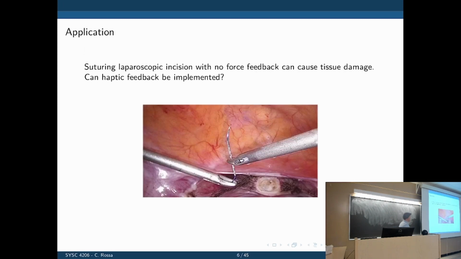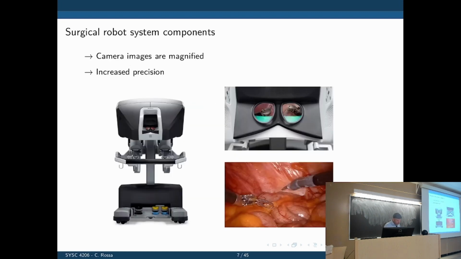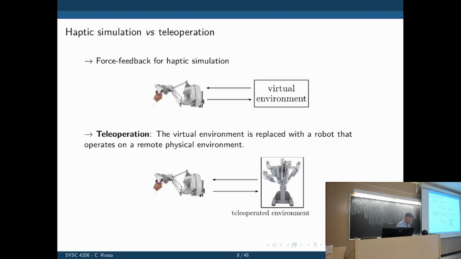Another example here, suturing during laparoscopic incision with no force feedback can cause tissue damage. So how can we evaluate these forces being applied and somehow provide feedback to the surgeon as they are doing it? All right. So back to our regular teleoperation network. We have the console. We have the robot on the other side operating on the patient. We want now forces to be displayed on the console side that reflect the interaction with the tissue on the other side.